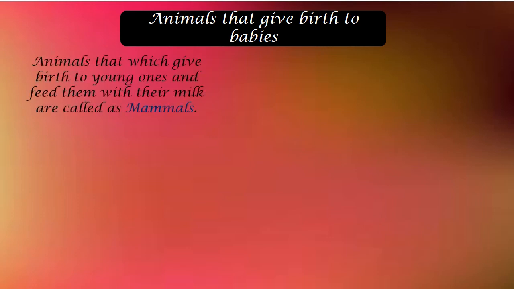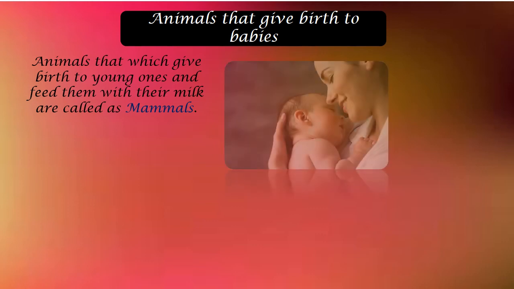Now the next category we're going to discuss is animals that give birth to babies. Animals which give birth to young ones and feed them with their milk are called mammals. So this term is also familiar to you right now, right? In the previous lesson on classification, we saw the characteristics. We saw mammals and what their specific characteristics are. Yes. So just have a recap of everything and bring it into your mind. All right, what the mammals are all about. They give birth to the young ones and feed them with their milk.